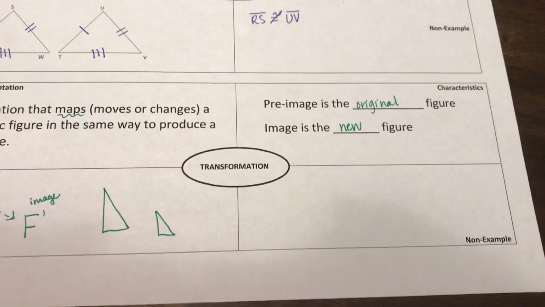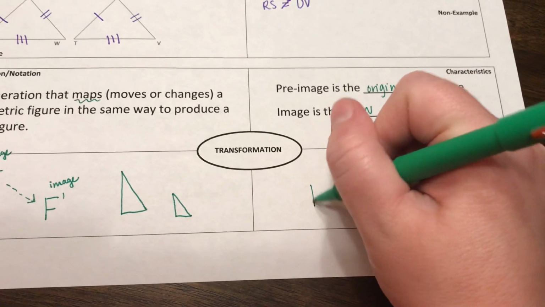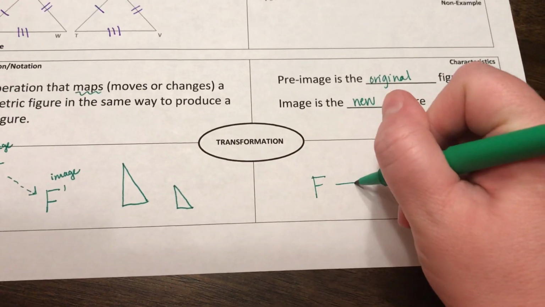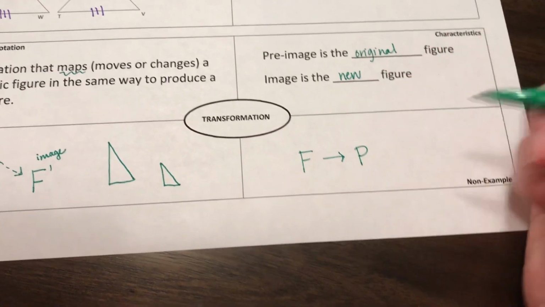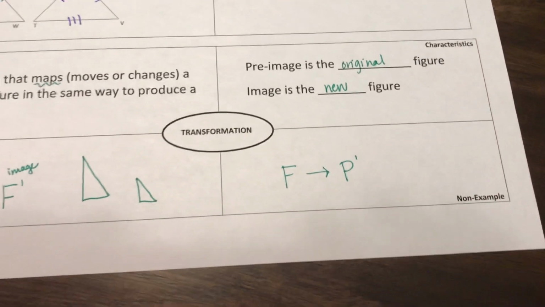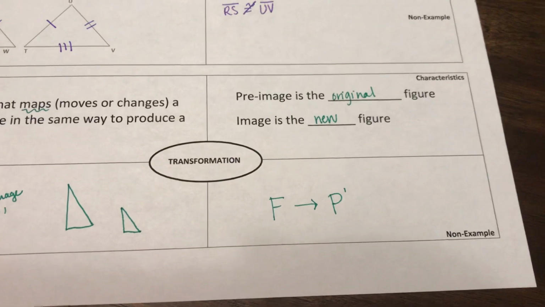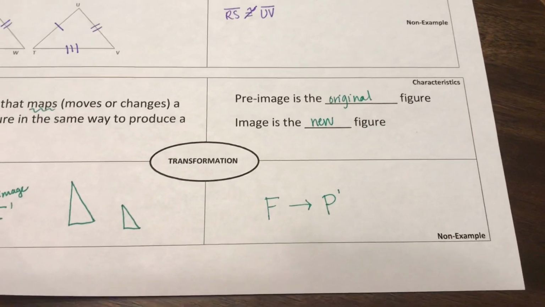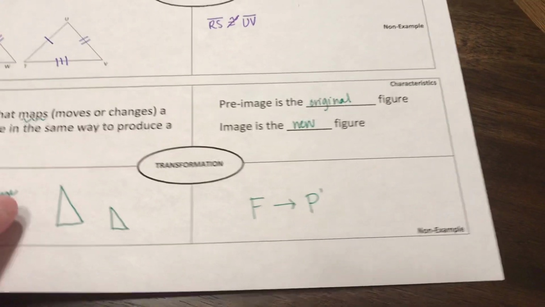Something we're not going to do, we're not going to take like the letter F and we're not going to transform it to a P. Okay, that just is mathematically not going to be real easy to explain. So keeping things similar, but changing or moving them.